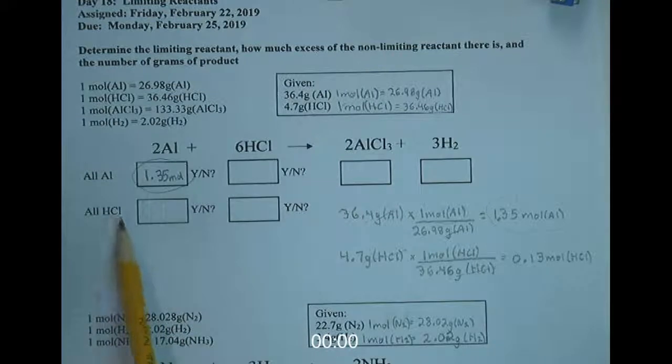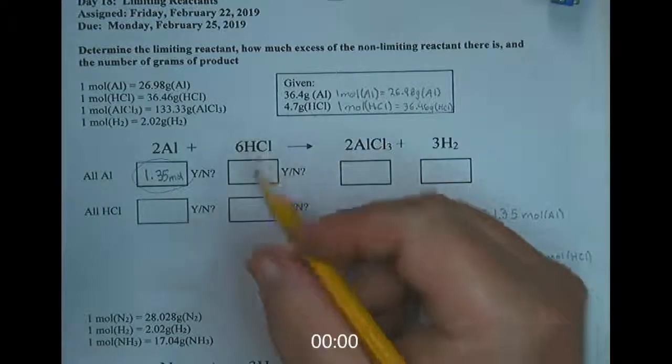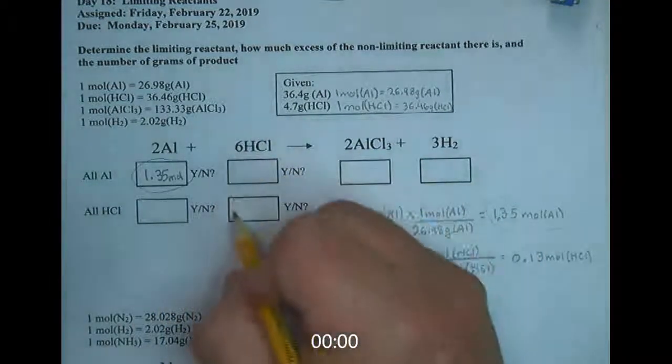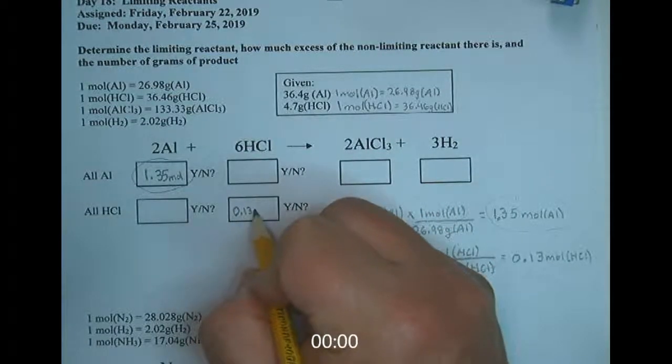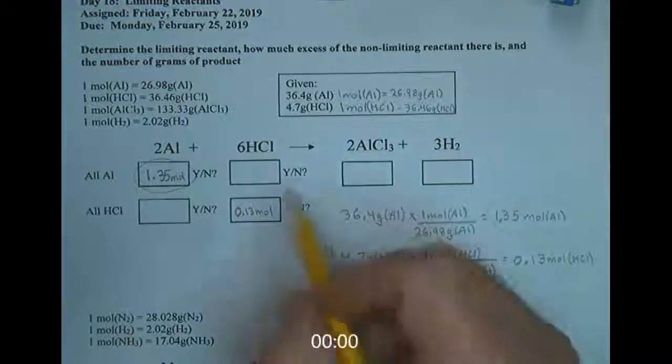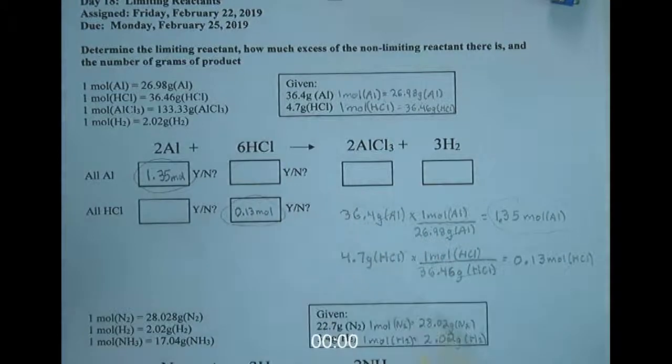So this is a second reaction. We're running the same reaction 2 times. We're going to try to use all the hydrochloric acid. Okay, so we have 0.13 moles of hydrochloric acid. So here in the hydrochloric acid column and in the row, all hydrochloric acid, we're going to put 0.13 moles. All right, and we're going to circle that because that's an actual amount we have.